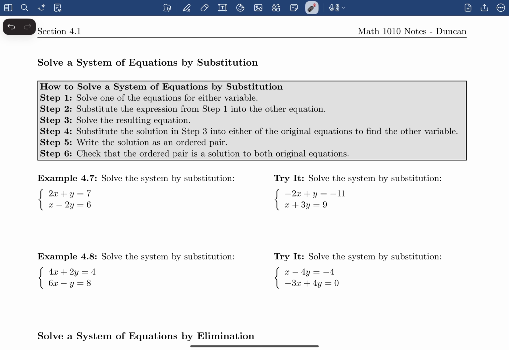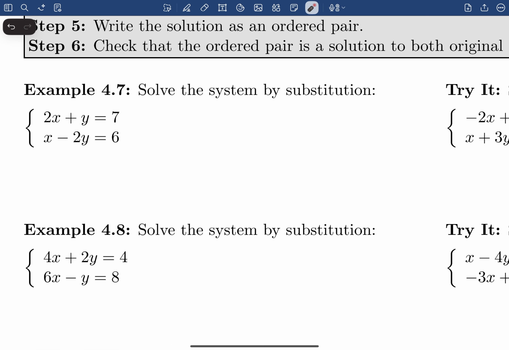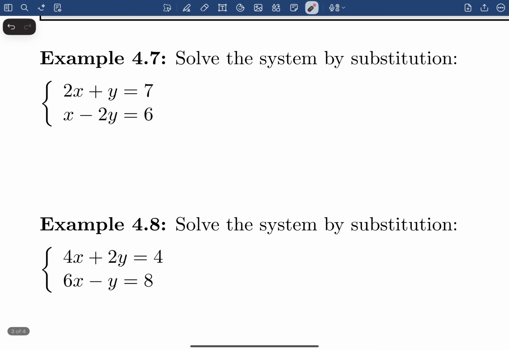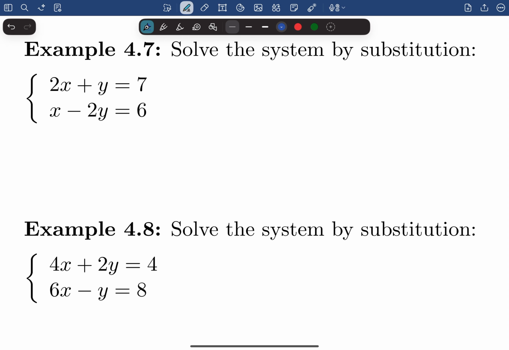So just like we did on our very first example today, we could take our resulting xy coordinate that we found and plug it back in to make sure that we are right. Okay? Now, step 6, for time's sake, I am not going to be going over step 6, but you can always check once you find a potential solution. So here's example 4.7, and I'm going to talk you through that exact process. So step 1 was to solve the equation for one of the variables.